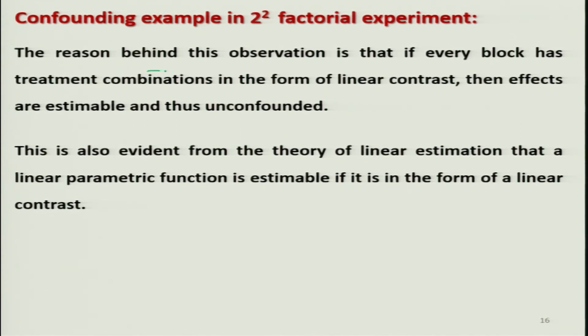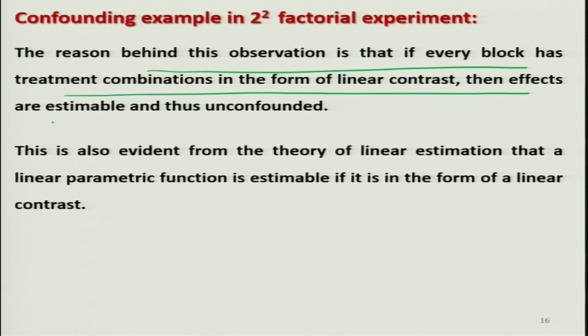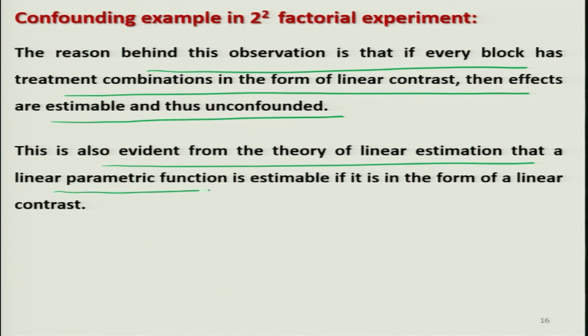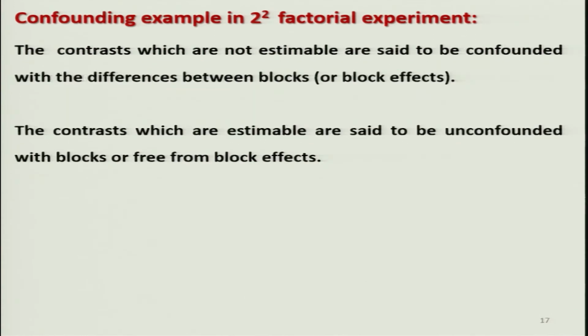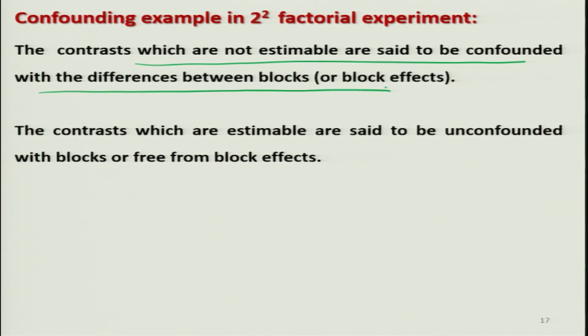Right. So, the reason behind the observation is that if every block has treatment combinations in the form of a linear contrast, then the effects are estimable and thus not confounded. This is also evident from the theory of linear estimation, that a linear parametric function is estimable if it is in the form of a linear contrast, which we discussed in the beginning of the course after a couple of lectures. The contrasts which are not estimable are said to be confounded with the difference between the blocks. Just saying the effect is confounded does not make sense, because confounded with what?